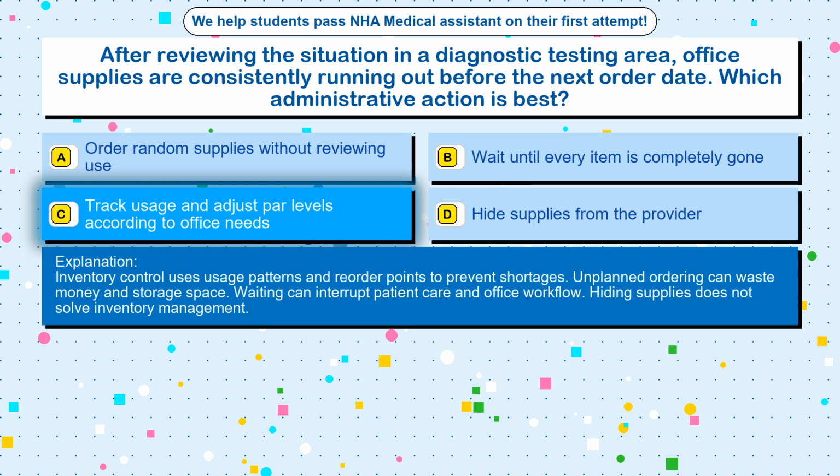Inventory control uses usage patterns and reorder points to prevent shortages. Unplanned ordering can waste money and storage space. Waiting can interrupt patient care and office workflow. Hiding supplies does not solve inventory management.